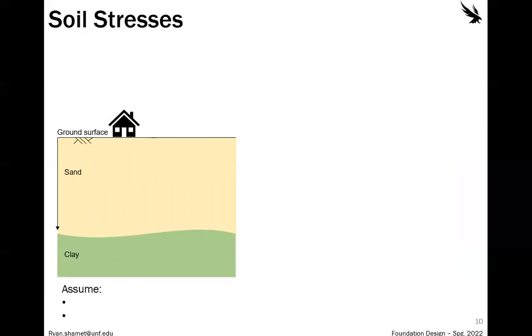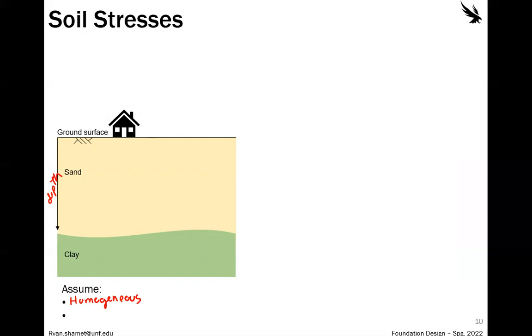So let's say we have this little profile. Again, there's a cross section of the earth. We have a sand layer and a clay layer, and we're going down here with depth. What we're first going to assume is that this soil, this sand layer, is homogeneous. So that means it has the same properties everywhere in it.